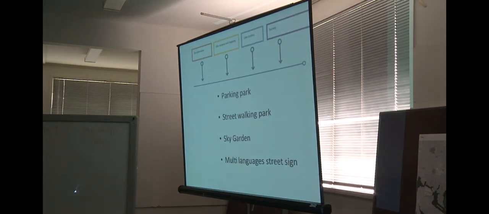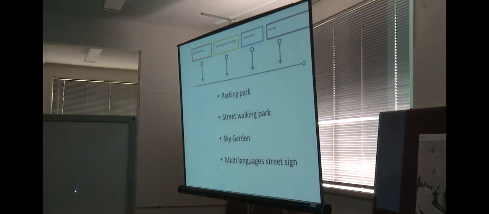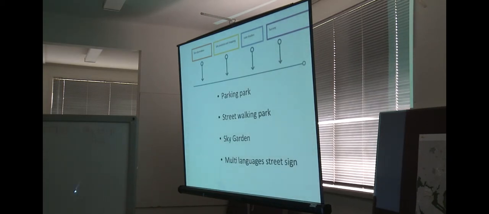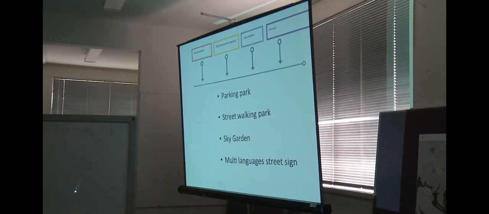Based on observation, analysis, and case study I did in my previous stage, I came up with these 4 solutions: parking park, street walking park, sky garden, and multi-language street signs. And now I will go through each of them.